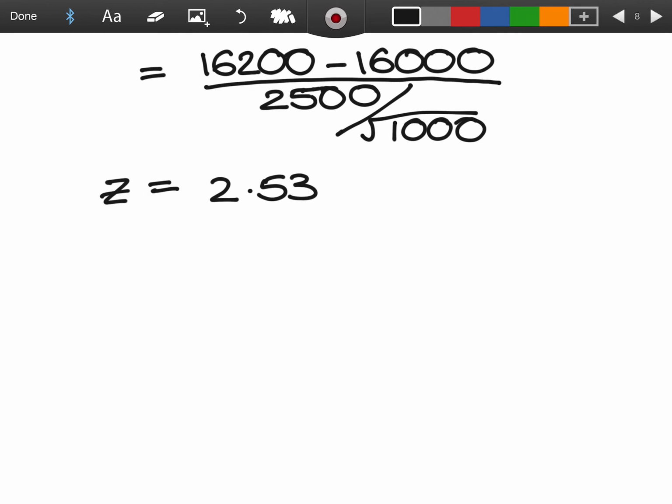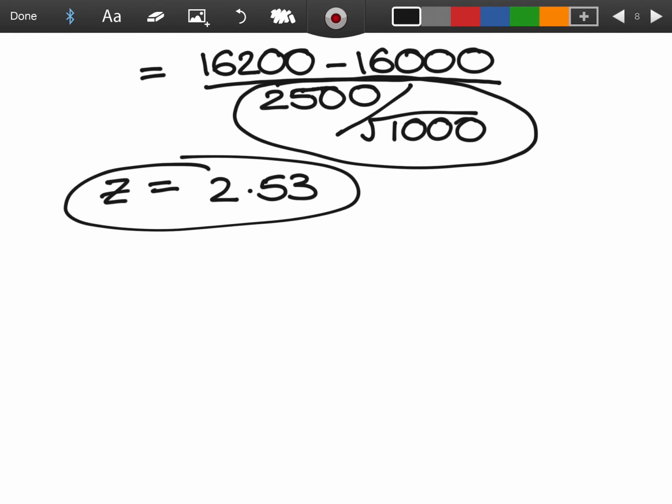Okay, so that means that our sample mean was 2.53 standard deviations above what the population mean was. Remember, the standard deviation of the sample means is the standard deviation over the square root of the sample size. So what this value tells us is that our sample mean here was 2.53 times this value away from this, and it was above it.